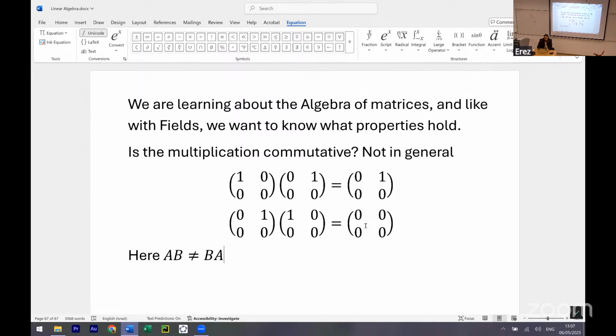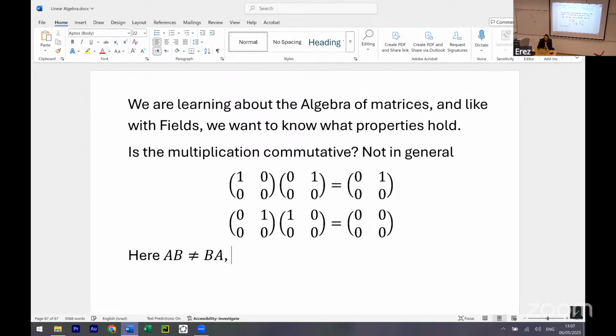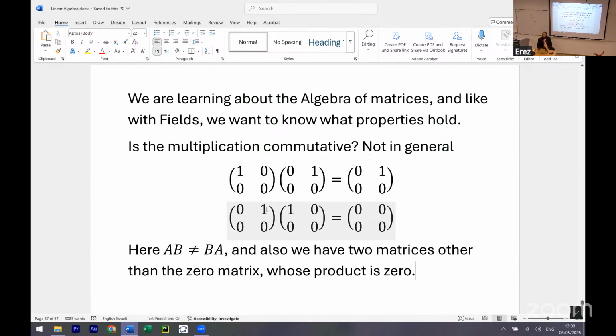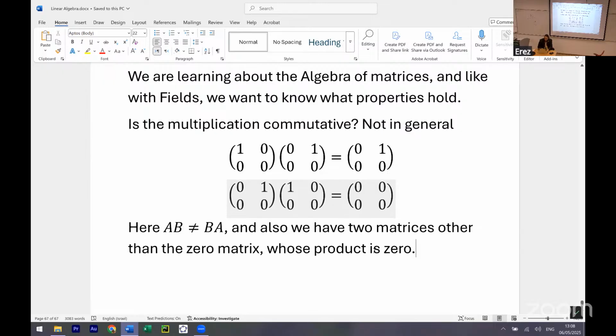Another interesting fact about this example is that we have two matrices other than the zero matrix whose product is zero. That's also something we are not used to in numbers. If you multiply two numbers different than zero, the result is always different than zero. I will state that claim; you can prove it as homework.